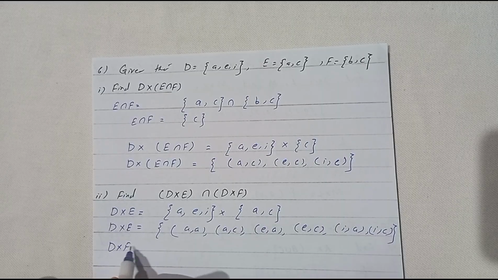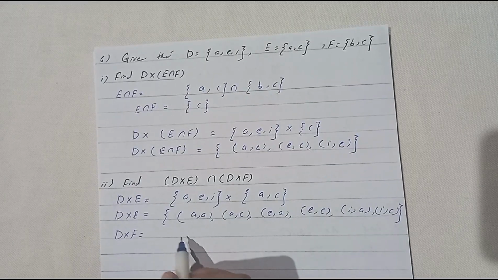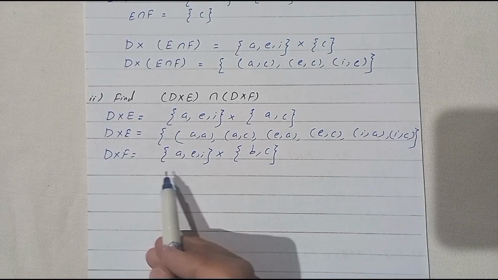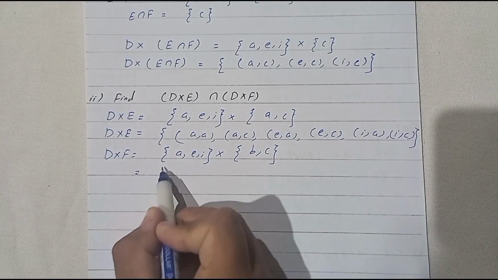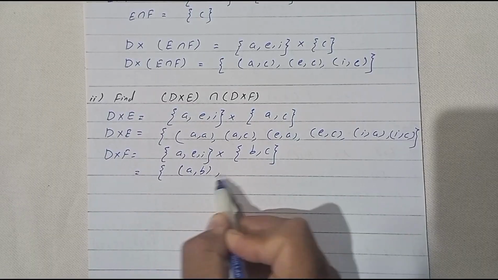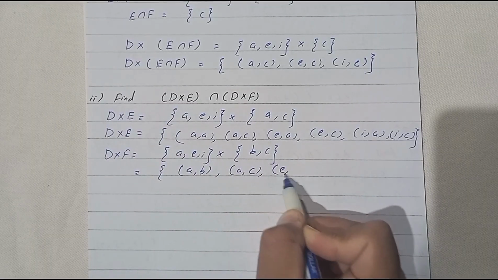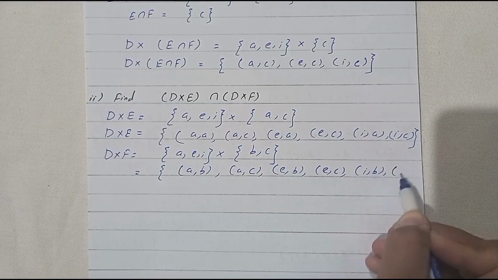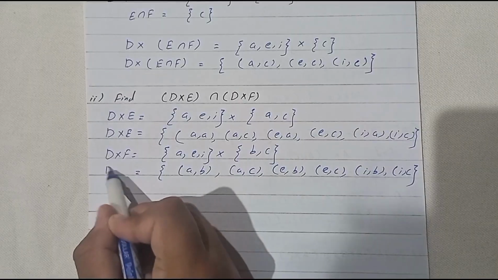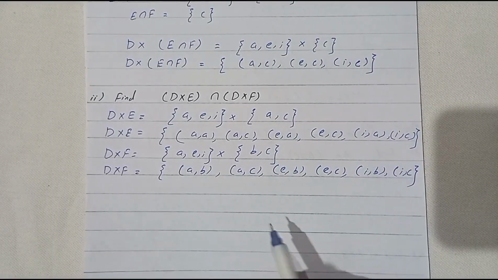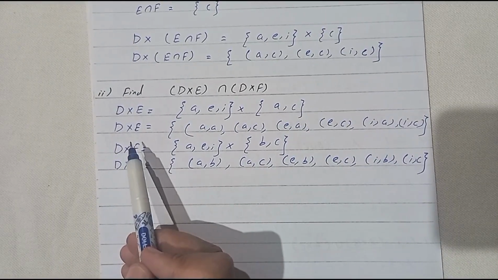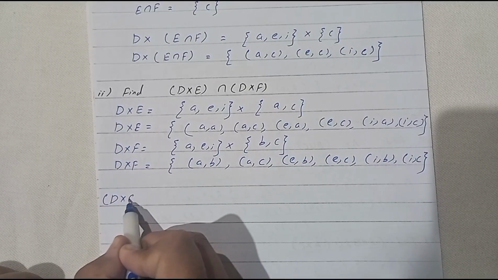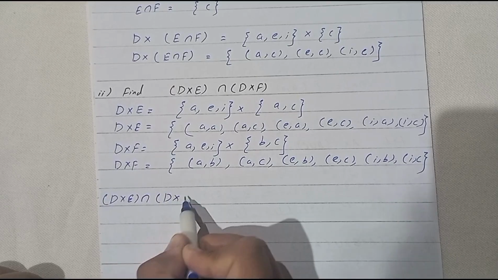Now taking the cross product of D and F, write the elements of D and F. Now pair A with all elements of F, that is AB, AC. Now pair E with the elements of F, EB, EC, and IB and IC. Now we find the intersection of both cross products. First we write the elements of D cross E intersection with D cross F.